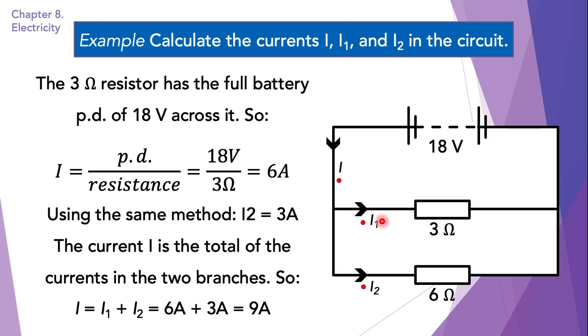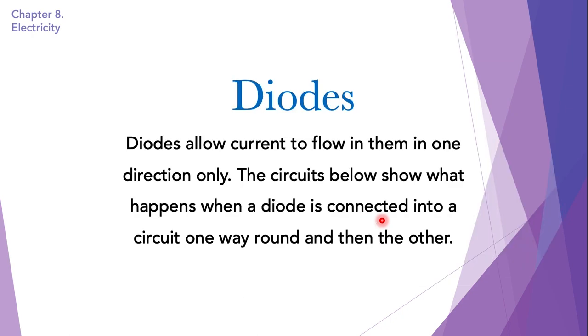So now we're going to look at what diodes are. We have read them before. They are also a resistance component which allow current to flow in one direction only.